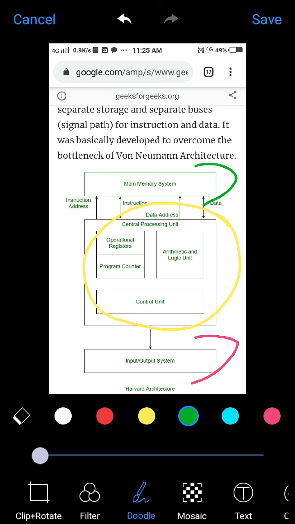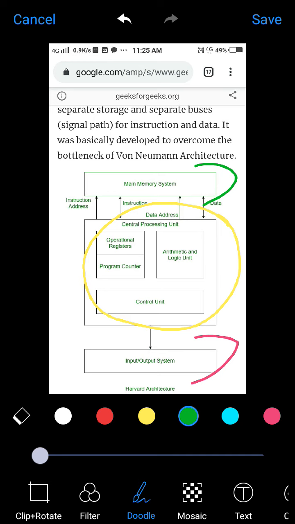The difference is that the separate memory addresses are used for instructions and data. Means separate address for instructions and separate memory address for data is used here. That's why it is faster. It takes 1 clock cycle for execution of one instruction.